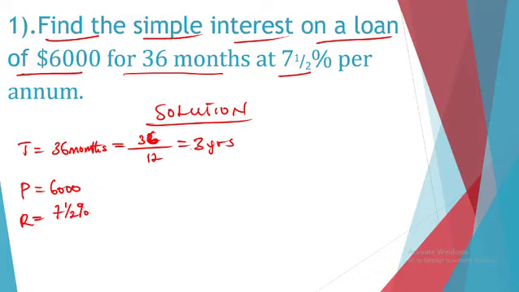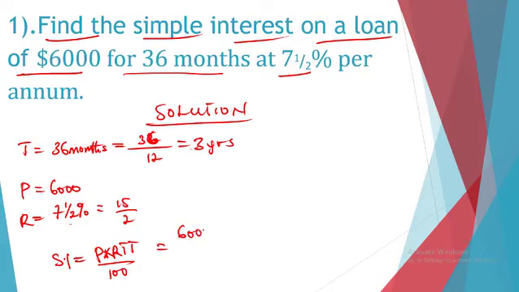7.5%. And 7.5 is equivalent to 2 times 7 is 14 plus 1, 15 over 2, percent. Now we then apply the simple interest formula, which is principal times rate times time all over 100. What would that give us?